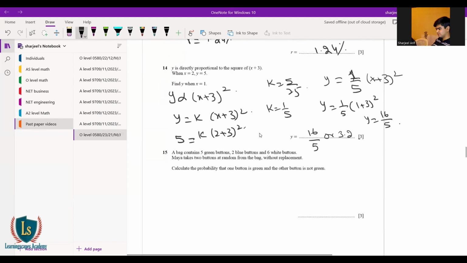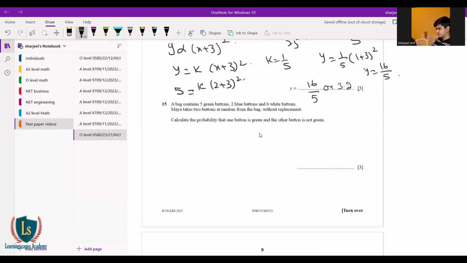Now for question number 15, we have a bag contains 5 green buttons and 2 blue buttons and 6 white buttons. Maya takes 2 buttons at random from the bag without replacement. Calculate the probability that one button is green and the other button is not green. So for the probability of a green button, this should be 5 divided by the total, which is 5 plus 2 plus 6, 13, into the probability of not green button. That would be 8 by 12. The total will be 12 because one button has already been taken. So I have taken that the first button is green and the second is not green.